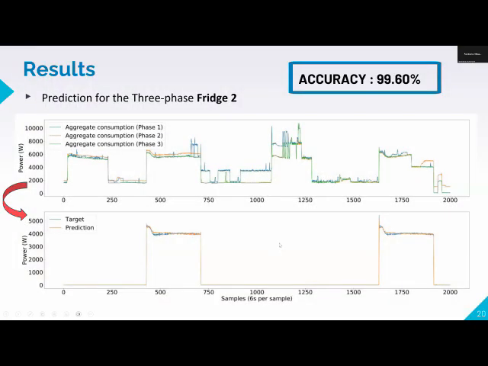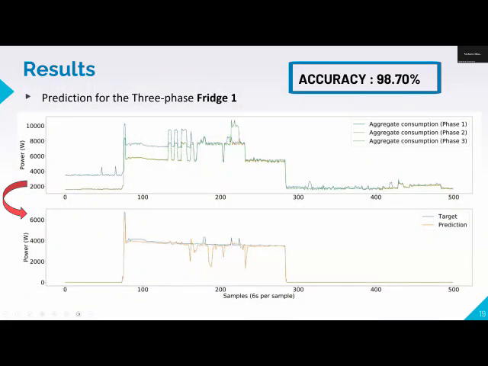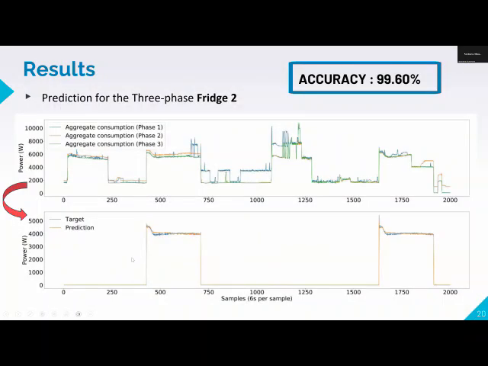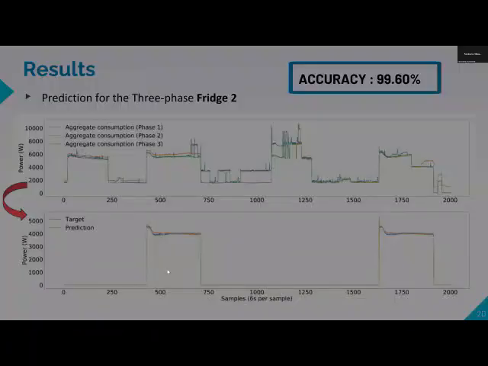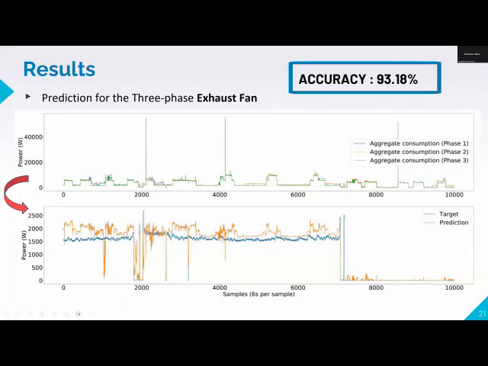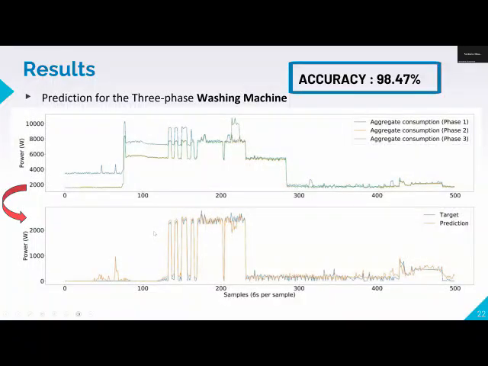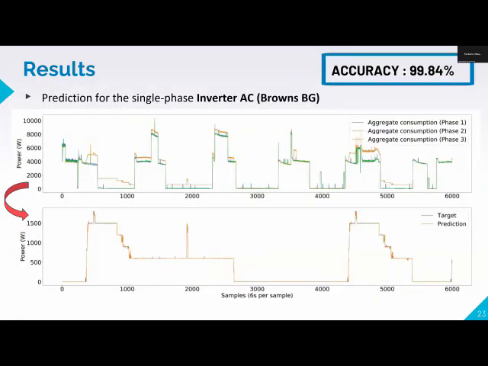And you can see the fridge is not identified properly, because the target is the blue color, but the prediction is a little bit off, but still it's identified. That's the fridge, right? That's the benefit of this one. So this is for fridge 2. This is for the exhaust fan. You can see the target was not that aligned, but still somewhat it says, okay, this is this one. So the washing machine and the inverter type AC are completely identified.